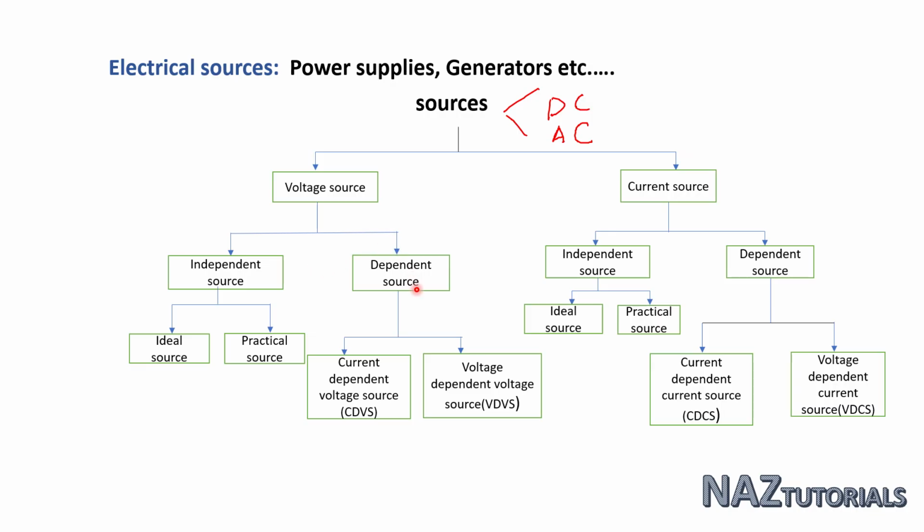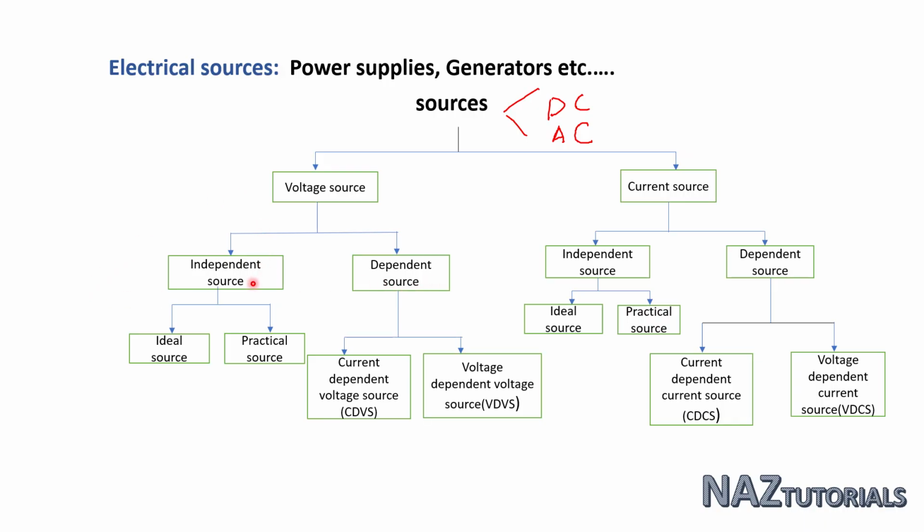But for dependent sources, voltage sources are divided into current dependent voltage source and voltage dependent voltage source, that is CDVS and VDVS. For current sources, the dependent sources are divided into current dependent current source and voltage dependent current source. So these are the basic structure of the sources you can see in the next problems.